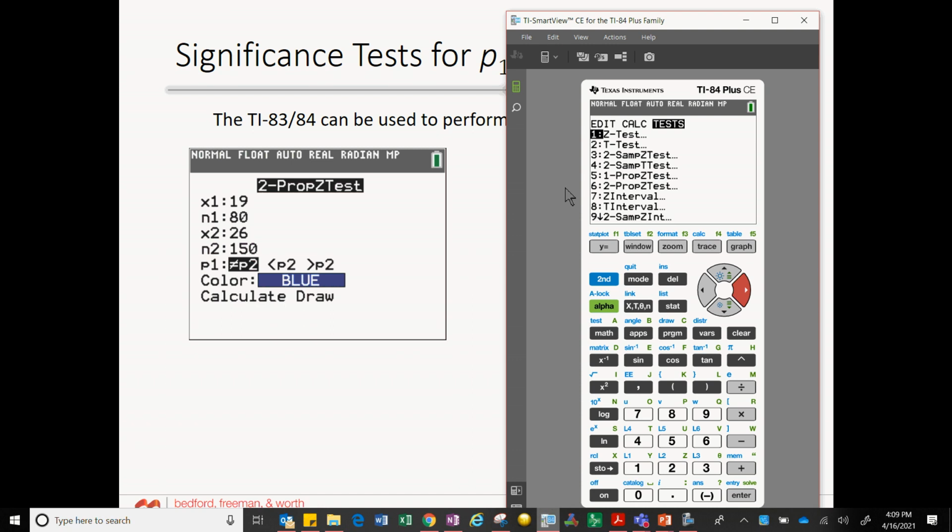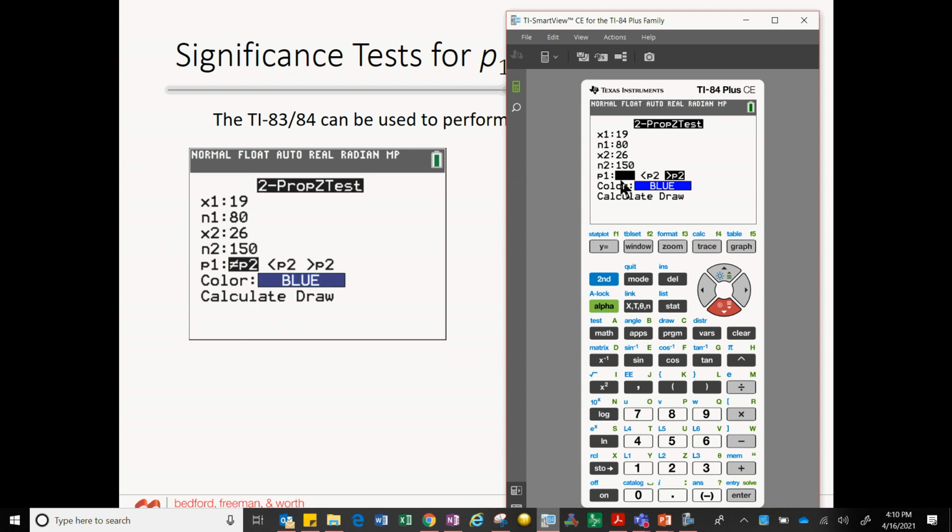So remember, this question was about proportions, the percent of students who don't eat breakfast. We have two different samples, and we're doing a hypothesis test. So this is option 6 here, the two proportion Z test. Scroll down, or you can just select the number 6, hit enter. Now here's where you enter all your data. From school 1, we had 19 students who didn't eat breakfast out of 80 students sampled. In school 2, we had 26 who didn't eat breakfast out of 150 sampled.